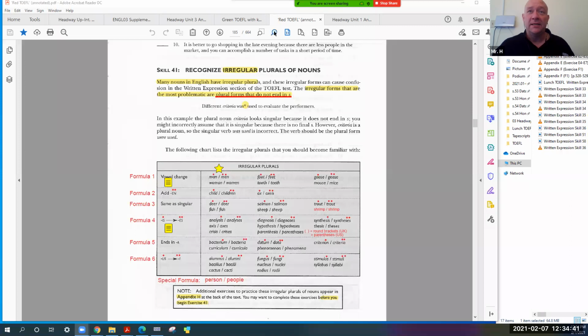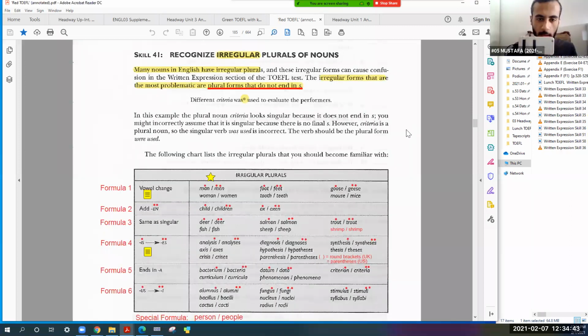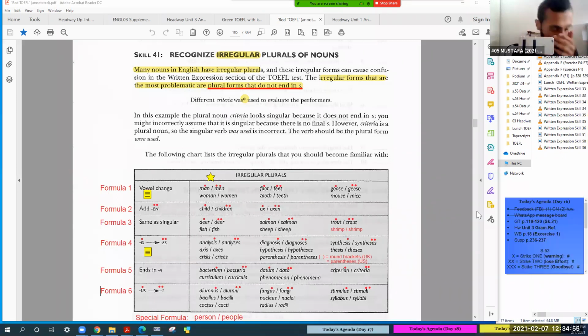Mustafa, what do you see at the top? Skill 41, irregular. Yep, just a second, let me see. Show desktop notes. There we go. Yep, Skill 41: Recognize irregular plurals.